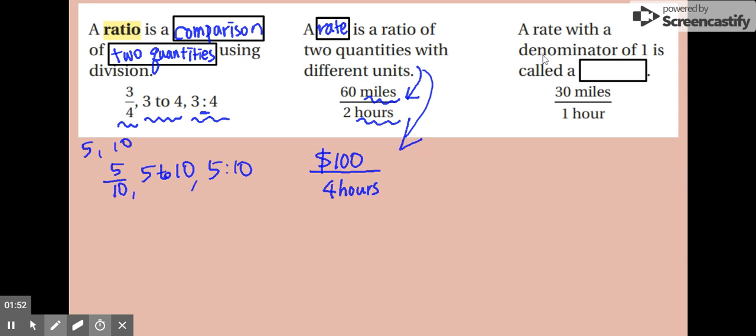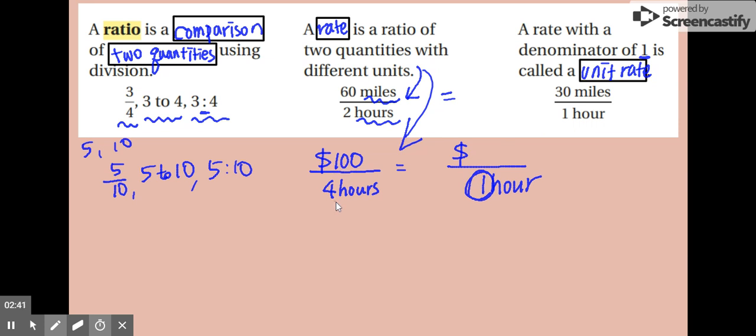Okay, so a rate with a denominator of 1. Now I want to talk about how much you're going to earn per 1 hour. Because if you have something per 1 hour or something per 1 meter or 1 foot, then it's really easy to compare the values, to compare the rates really quickly. So a rate with a denominator of 1, like per 1, is called a unit rate. I believe that some of you have heard about this. So now 60 miles for 2 hours, it is how many miles you go per 1 hour. You divide by 2 and divide by 2, and it's 30 miles per 1 hour, right?